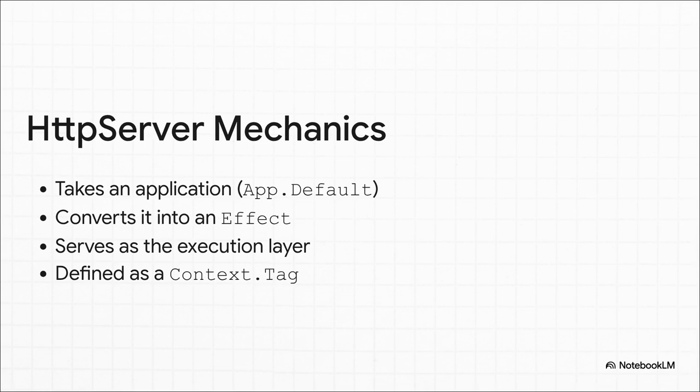All right, let's get into the mechanics a bit, because this is where the magic really happens. So the HTTP server takes your application, and this is key, it doesn't just run it. Instead, it converts your entire app into a declarative effect value. Now, if you're not familiar, just think of an effect as a blueprint or a recipe for a computation. It describes what needs to be done, but it doesn't do it yet. The server itself then becomes the execution layer that just runs this blueprint for every single request. Oh, and it's also defined as a context.tag, which is basically Effect's way of doing dependency injection, making it super easy to access. It's just a beautifully thought out, decoupled system.